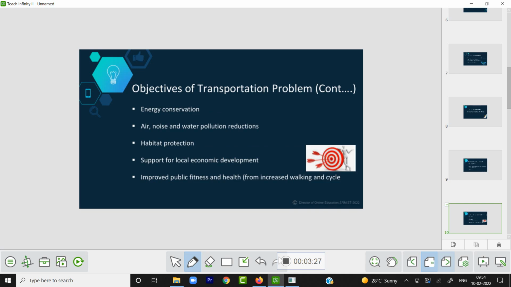Based on this, you can reduce the cost. There are many uses: energy conservation, air, noise or water pollution protection, local economic development, improved public fitness and health. Everything we can attain by using the minimum assignment.